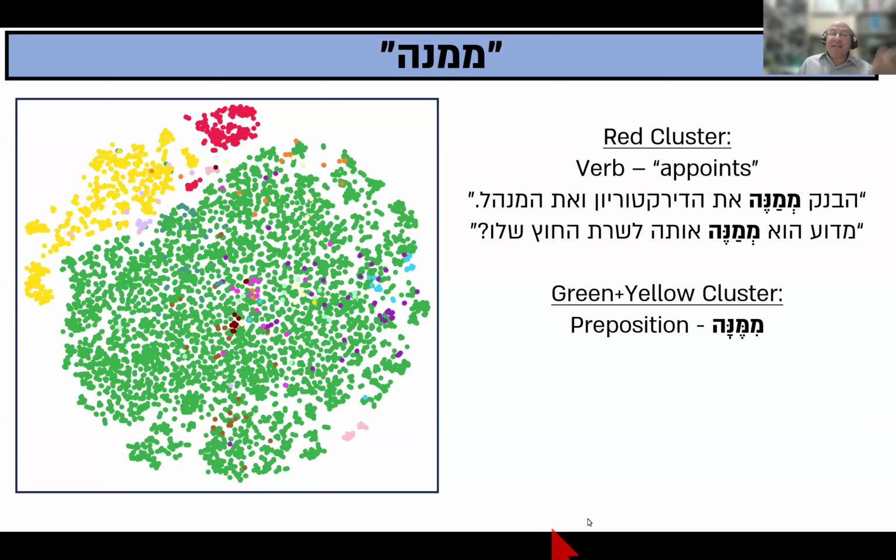But what BERT does is it immediately breaks down the embedding space into these clusters. As you see, like I said, it's completely unsupervised. That red cluster was identified automatically by the clustering algorithm. And there we have a large batch of instances of mimena as a verb. But what's more interesting, and you're probably wondering, is why was the preposition mimena broken down into two clusters, right? Why is there a yellow and a green?